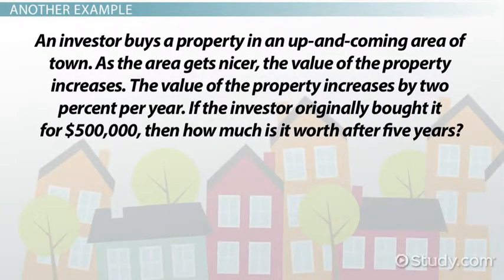An investor buys a property in an up-and-coming area of town. As the area gets nicer, the value of the property increases. The value of the property increases by 2% per year. If the investor originally bought it for $500,000, then how much is it worth after 5 years?